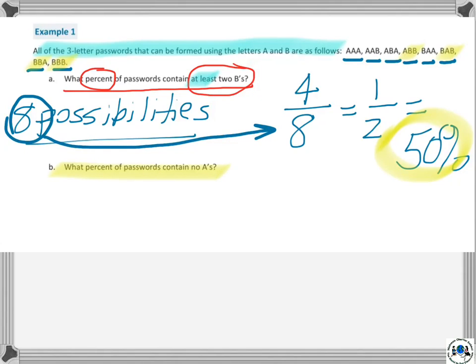Next one. Oh boy, this is moving along. Only 5 minutes, 48 seconds gone by. What percent of passwords contain no A's? Okay, there we go. I'll pause. You complete it and come on back.